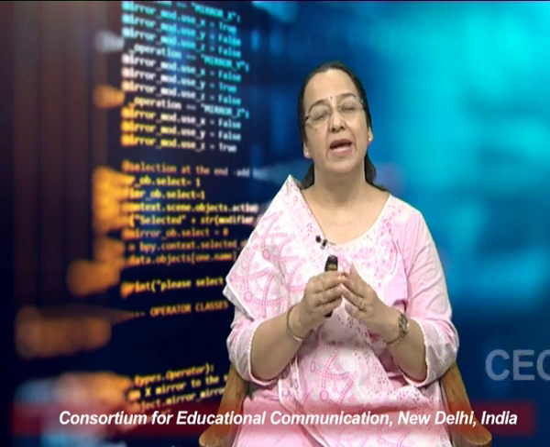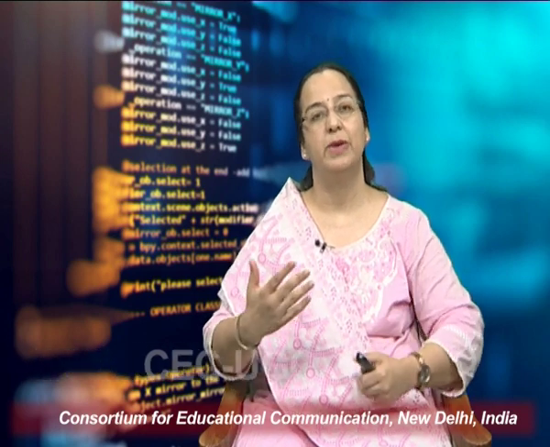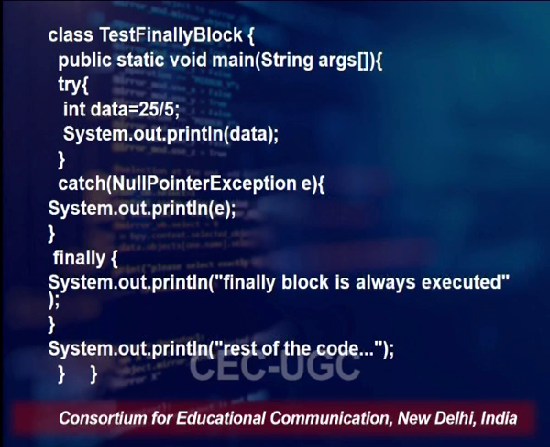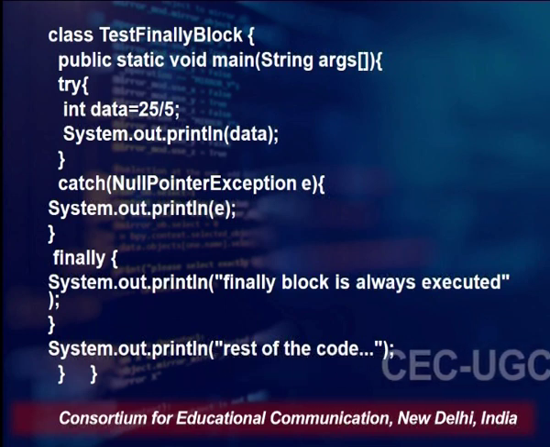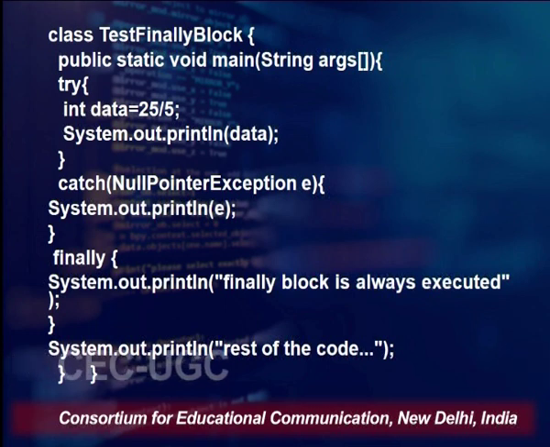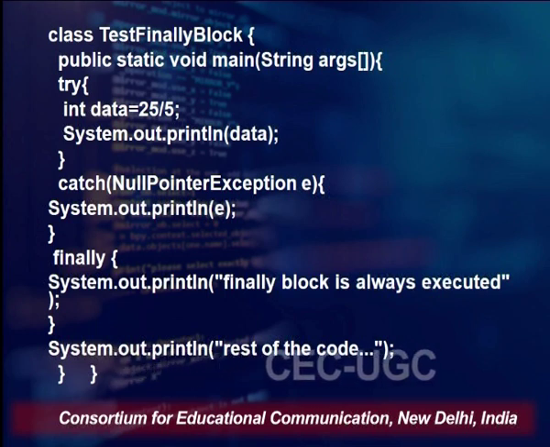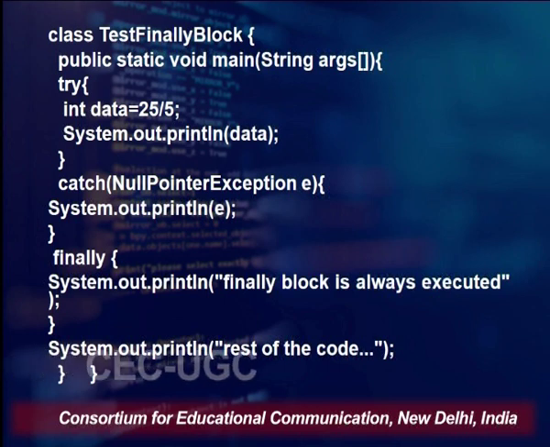So first of all, let us take case 1 where an exception does not occur at all. What could be the possible program or example? Let's see this on the screen. There we have a class named TestFinallyBlock, and a main method. Within the try block, we have int data = 25 / 5, and System.out.println(data), which is a simple division. It is not going to throw any exception because it is not a divide by 0 or something of that sort.